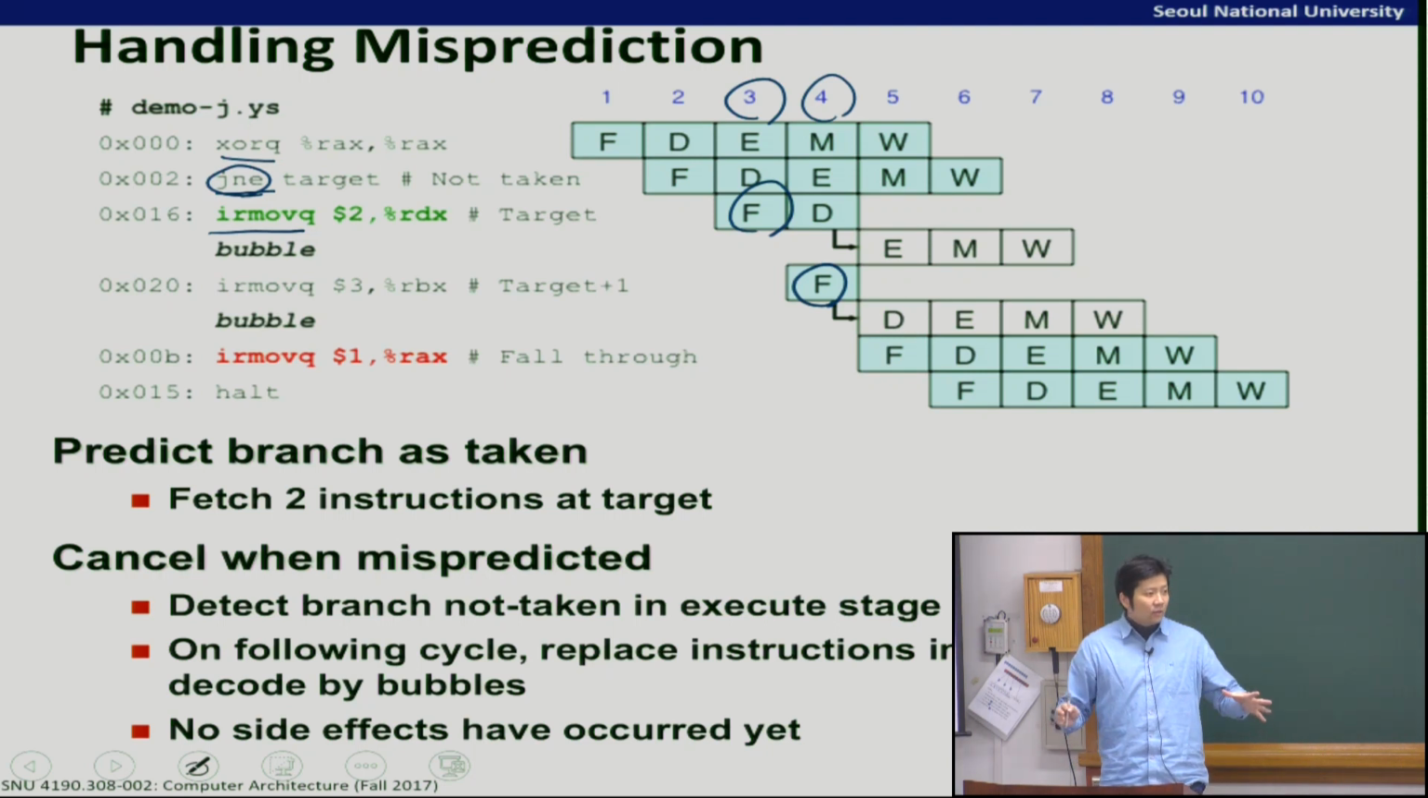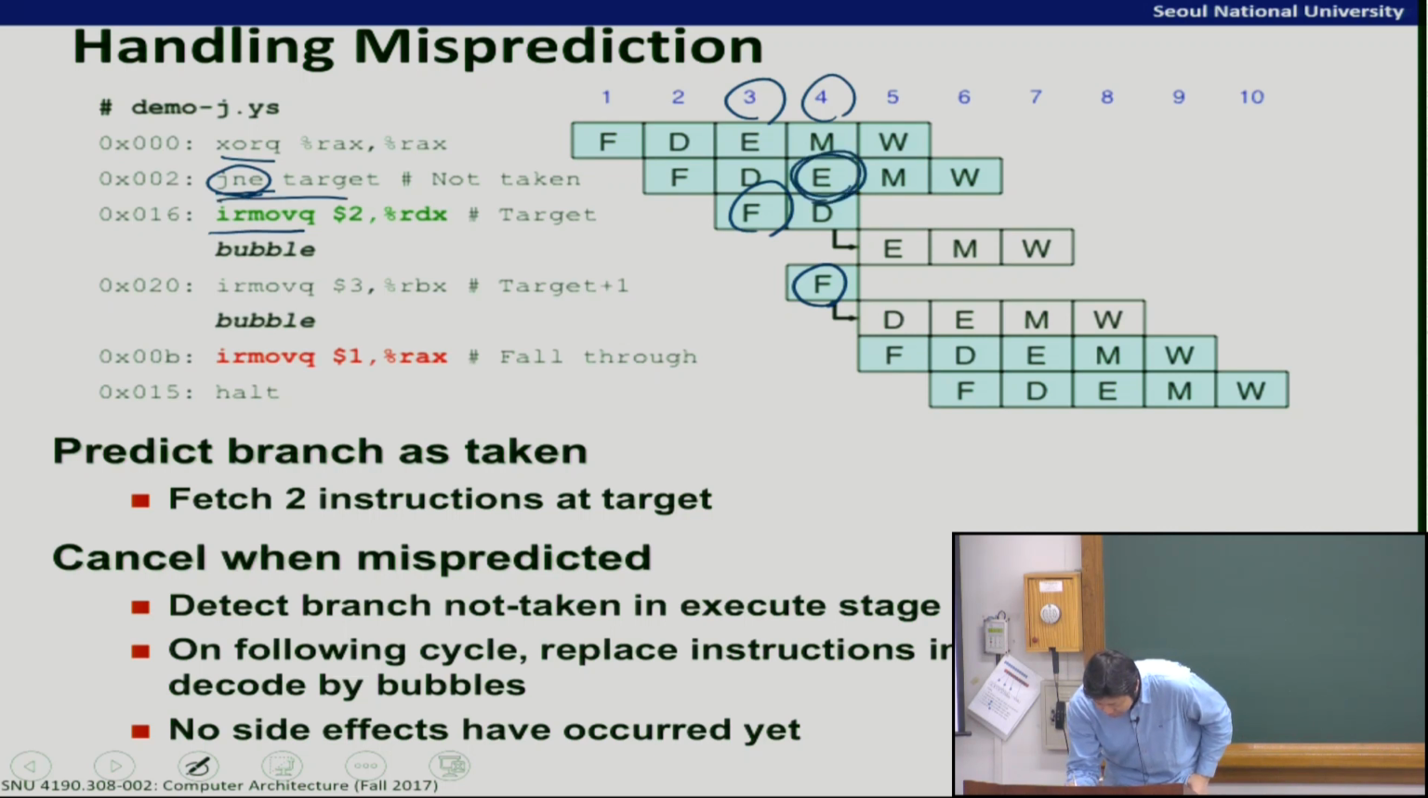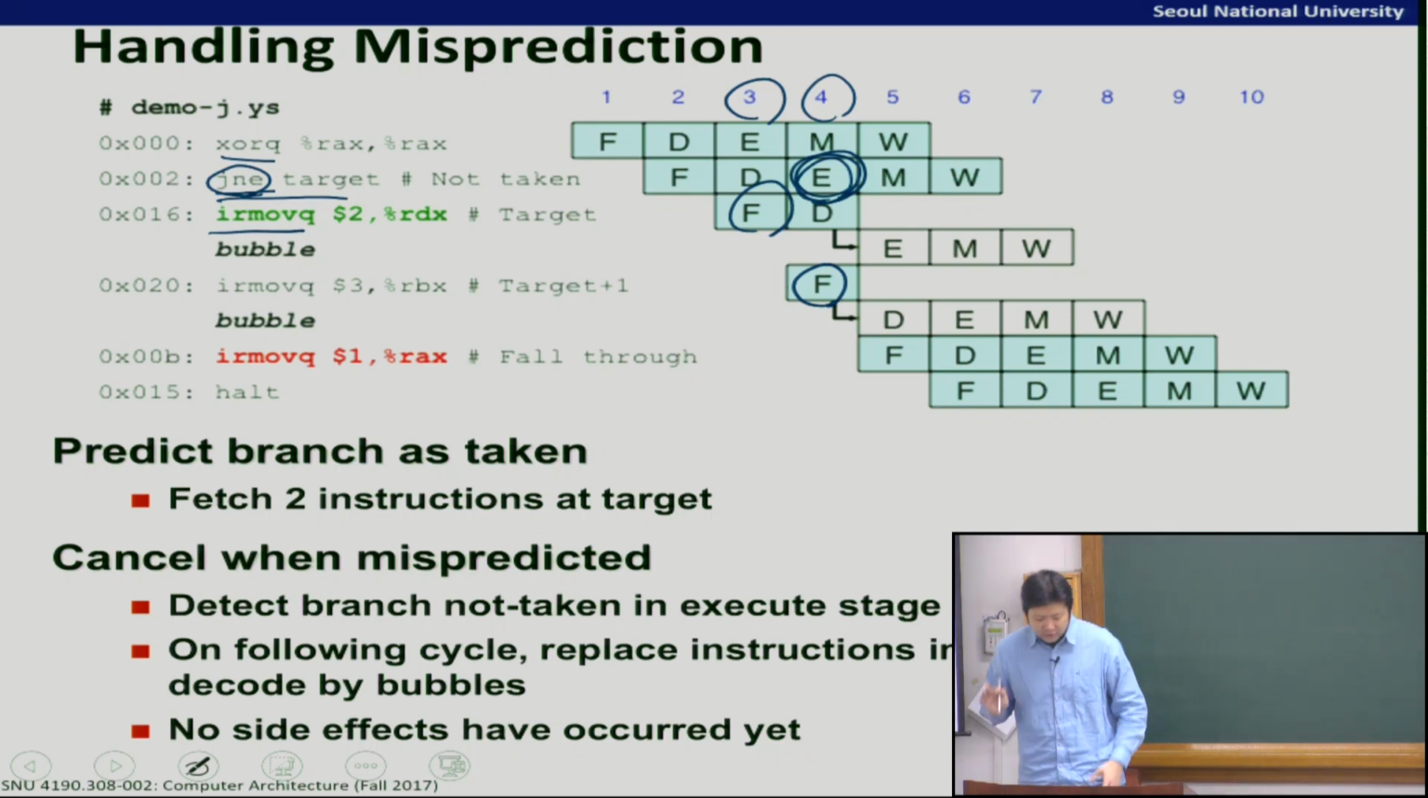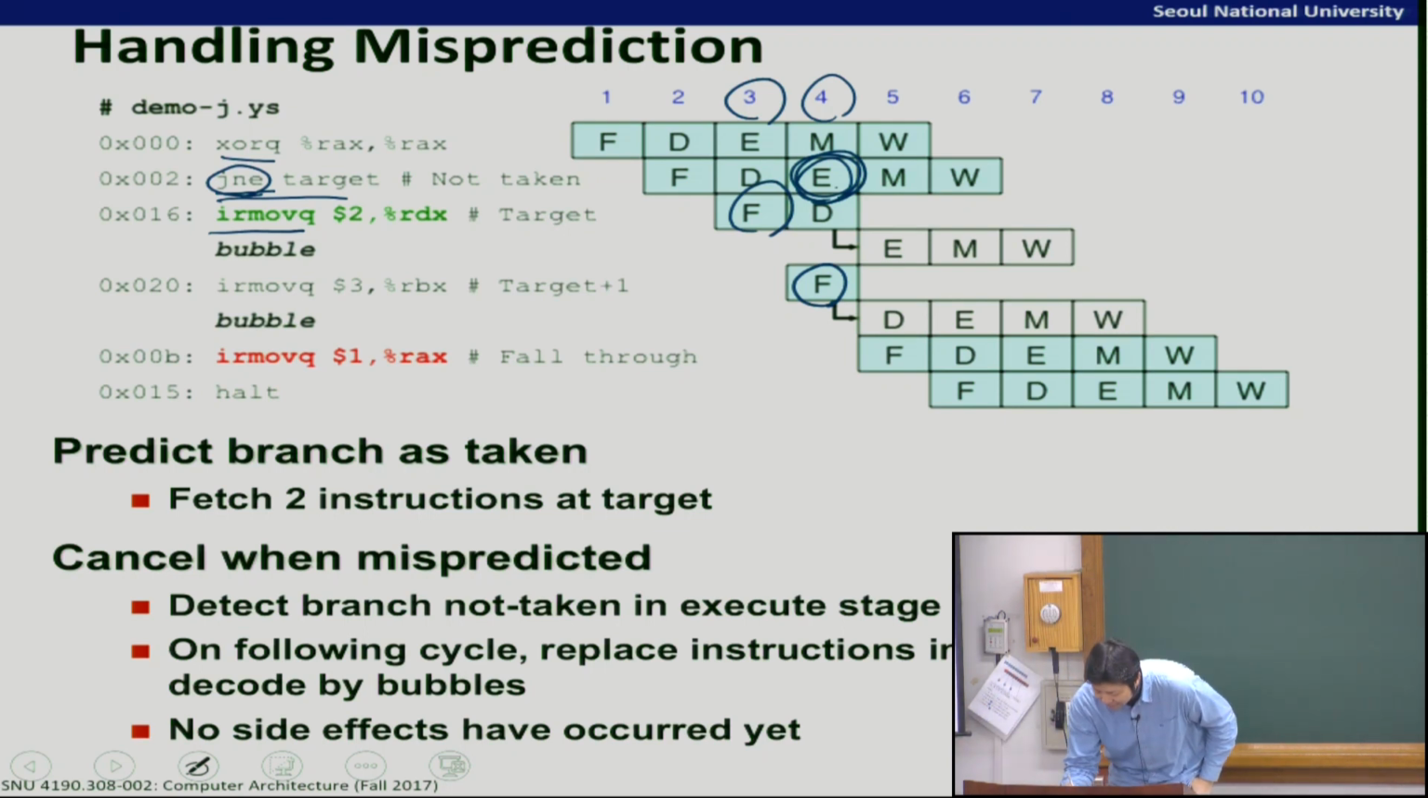And then later, when this instruction finally gets to the E stage, now this instruction knows that I fetched the wrong instructions, right? Because I'm supposed to fetch the instruction from the fall-through, the next instruction, but not from the target. But it only finds that information in the E stage. Now it actually corrects the behavior of the pipeline.